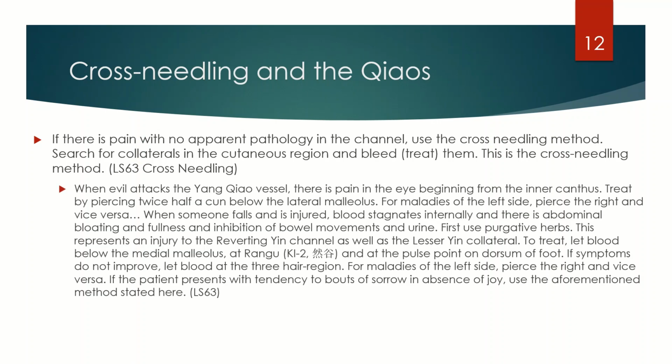And so an example of this says, when evil attacks the Yang Qiao vessel, there's pain in the eye, beginning from the inner canthus. Treat by piercing twice, half a sun below the lateral malleolus. So in this case, again, we would look for some sort of spider vein below the lateral malleolus at Shenmai, BL62, and this would be indicated for this pain in the eye.